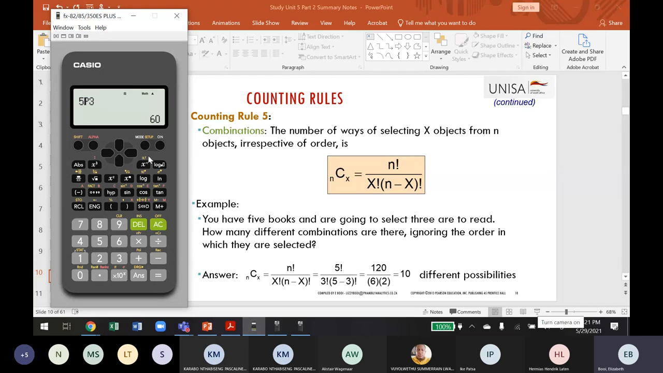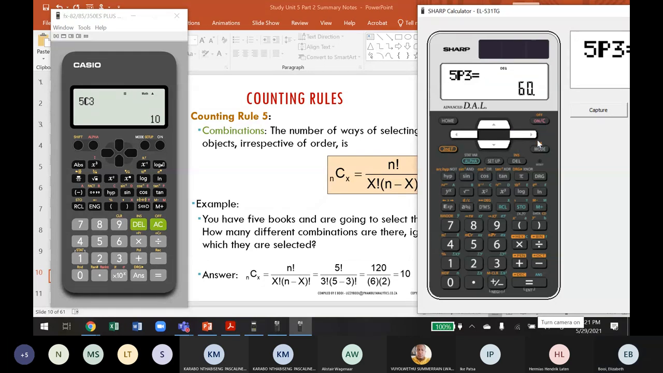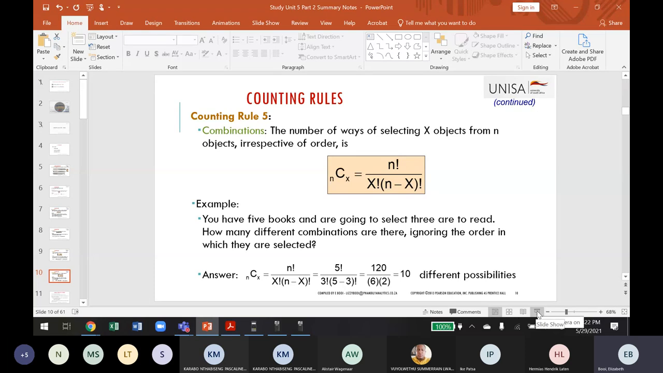On your Casio calculator, I'm going to clear. On Casio calculators, your nCr is on the division button, and you do the same. 5 is our n, shift, division, and 3, equal. And that is 5 combination 3, and the answer is 10. Similarly, for those using Sharp calculators, your nCr is on button number 5, so we press 5 for n, second function, press button 5 again, press button 3, and say equal, and there we get 10. And that is what I wanted to show you in terms of using your calculators.